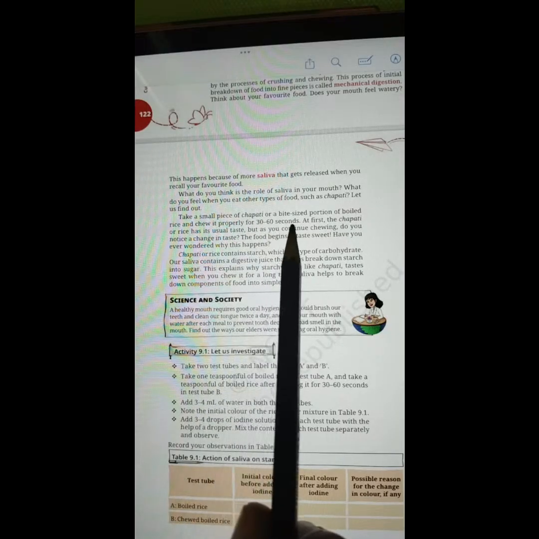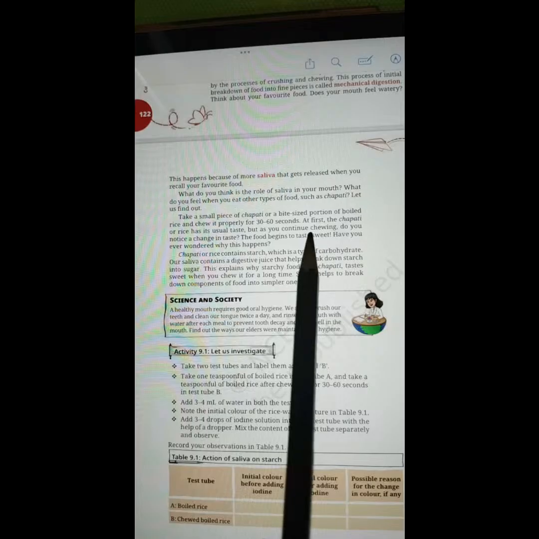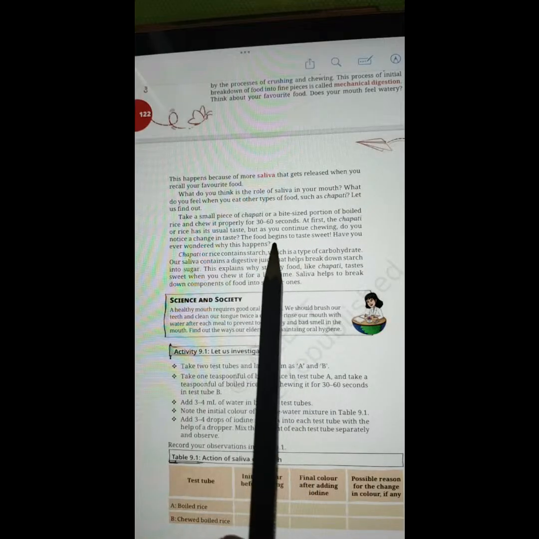Let us find out. Take a small piece of chapati or a bite-sized portion of boiled rice and chew it properly for 30 to 60 seconds. At first, the chapati or rice has its usual taste, but as you continue chewing, do you notice a change in taste? The food begins to taste sweet. Have you ever wondered why this happens?